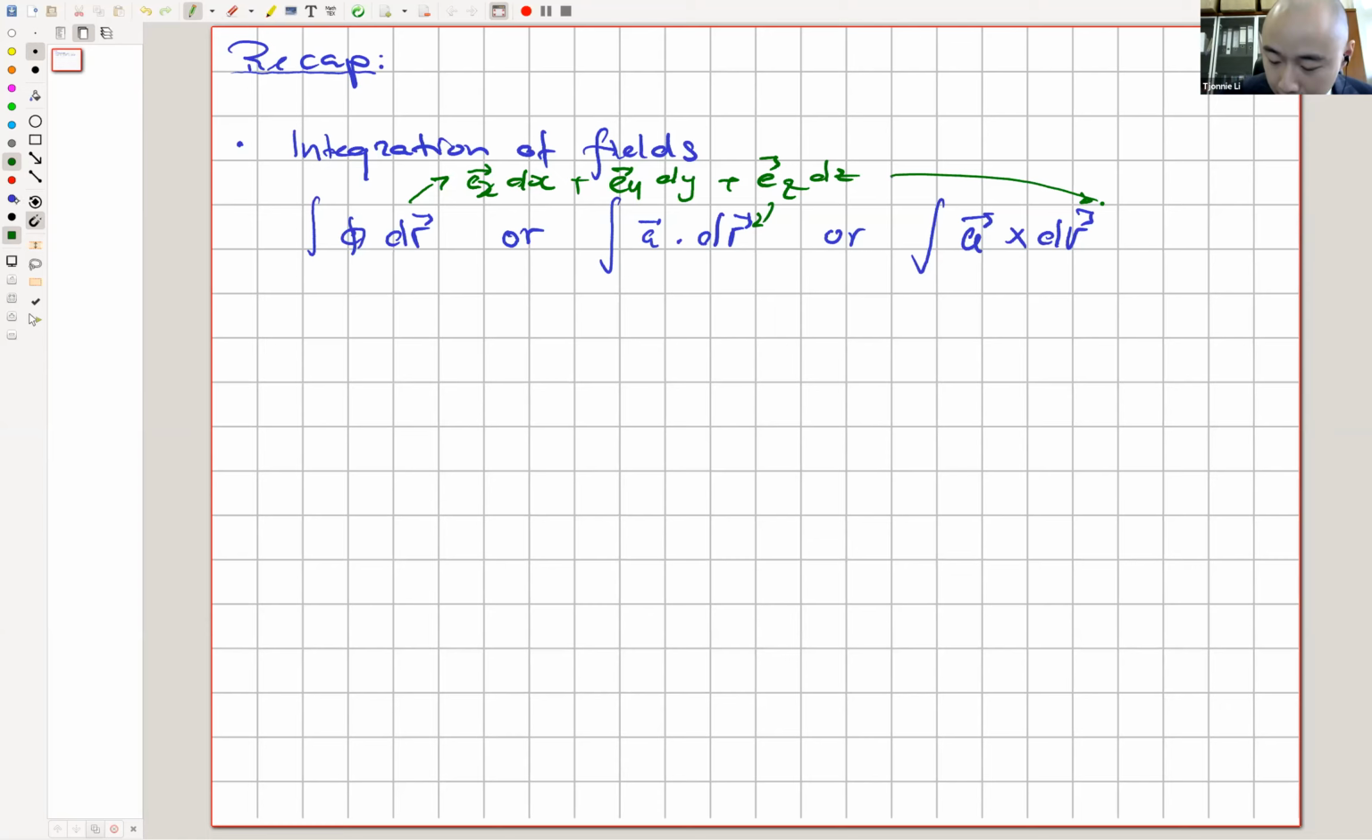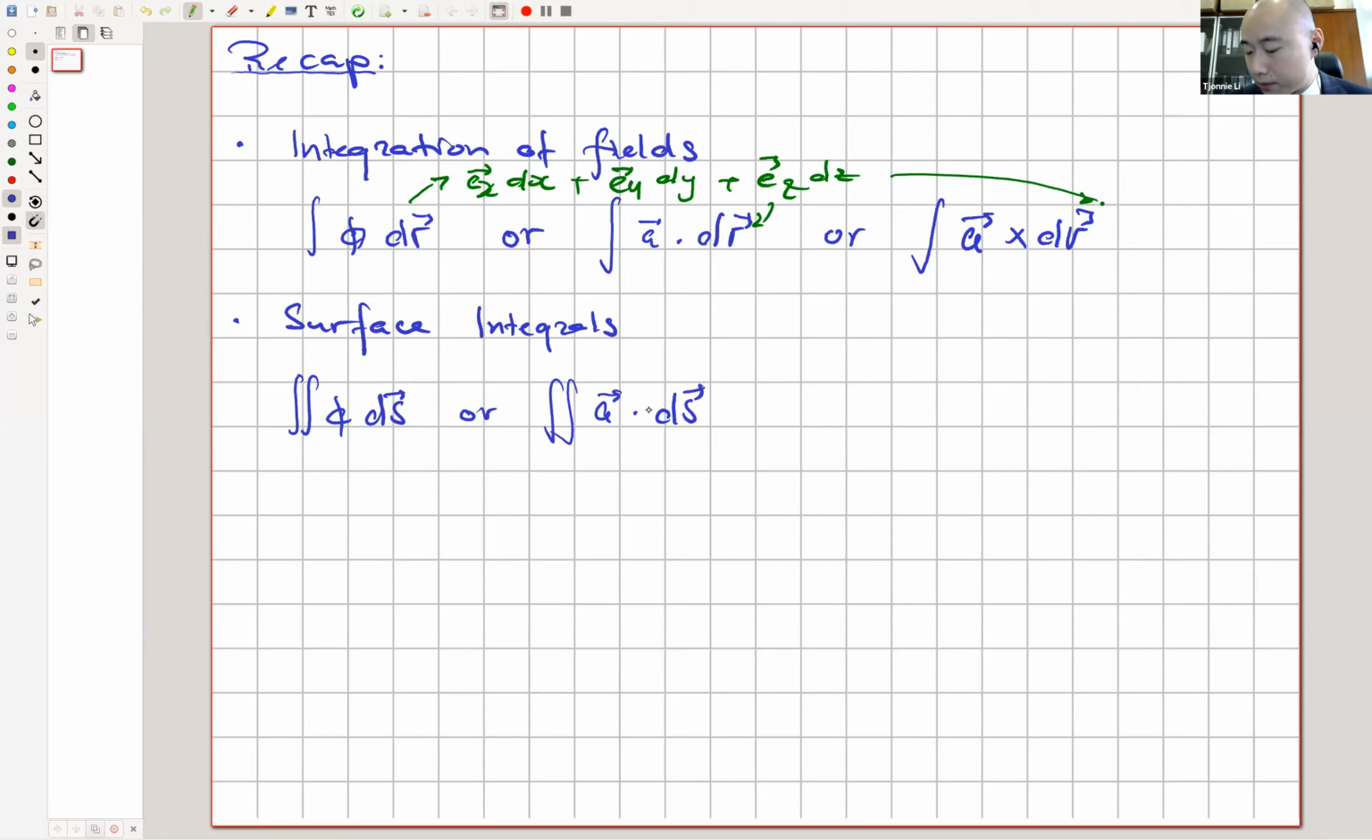Similarly, we have surface integrals. These also come in different shapes and forms. I'll try my best to write them as double integrals. In this case, a double integral of a scalar field, or a double integral of a vector field, with the dot product, or again the cross product with dS.